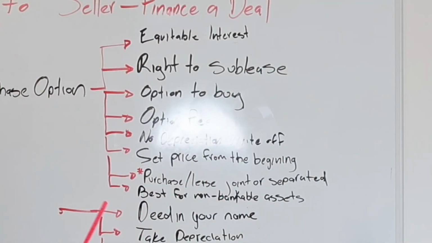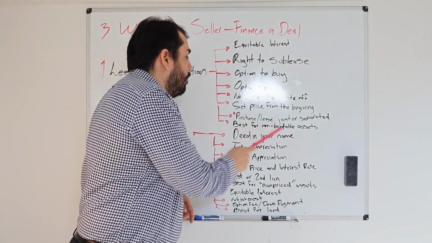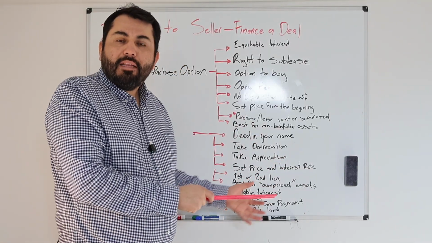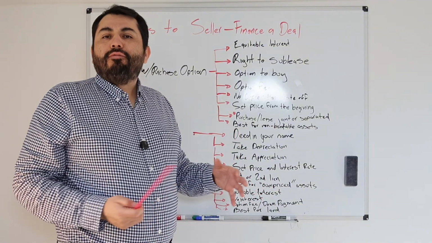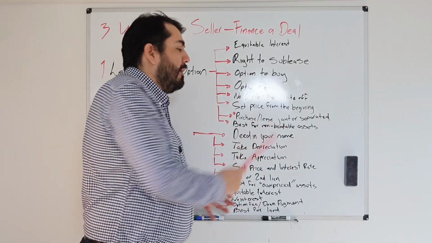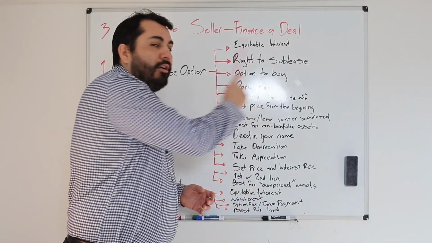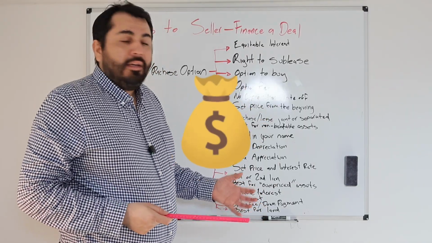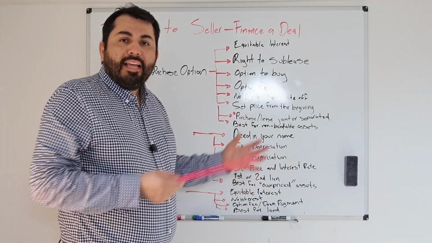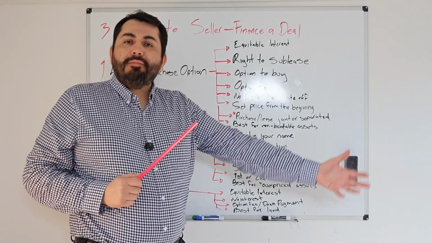The last thing is what is best for this kind of strategy. This is best for non-bankable assets. For example, if the bank will lend you money for that property, maybe it's easier for you to go to the bank and ask for the money. But if the bank doesn't want to lend you the money, then this is an option to purchase that property. And also, maybe the seller doesn't want to pay taxes for selling the property this year, but maybe he wants to pay in 5 years.